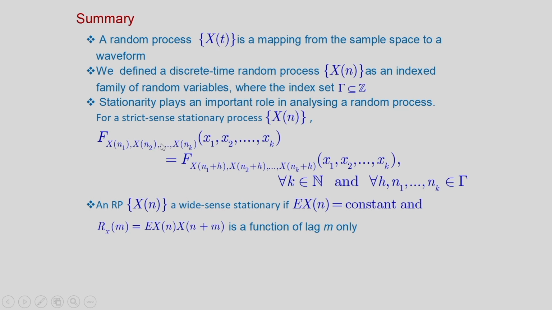So, to relax this condition, we defined a random process x[n] to be wide sense stationary if E of x[n] is constant, and Rx[m], the autocorrelation function, by definition E of x[n] times x[n plus m], is a function of lag m only. So, it does not depend on n, it depends only on the time difference m. Then we call it a WSS random process. We gave one example of a WSS random process.